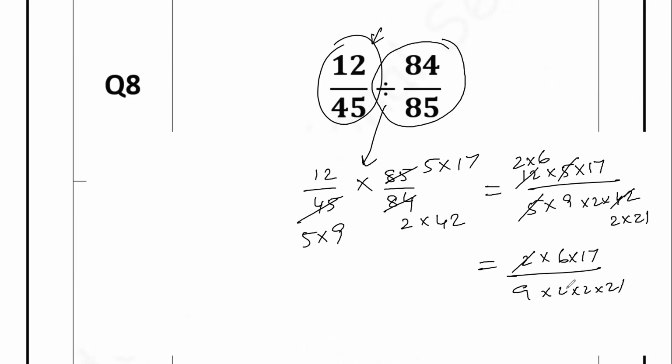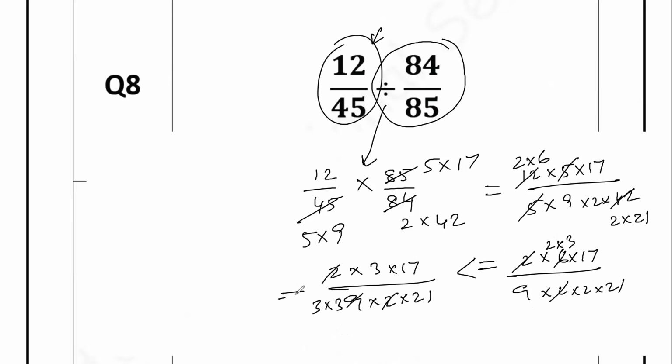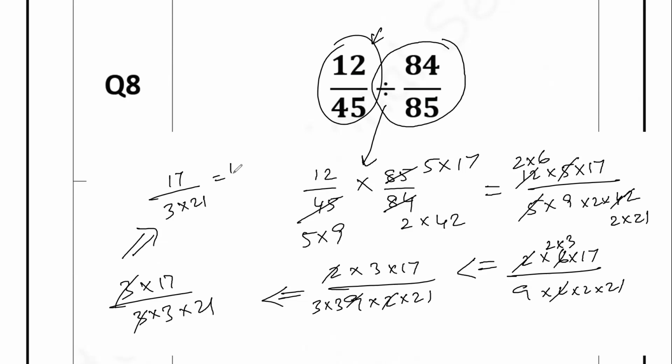So I know this 2 and this 2 will go, correct? This is 2 times 3. Rewrite it. So 2 times 3 times 17 over 9 times 2 times 21. So 2 and 2 cancels. And this is 3 times 3. So take it down further. 3 times 17 over 3 times 3 times 21. 3 and 3 goes. So finally, what you have is 17 over 3 times 21, which is 17 over 63. That's your answer for this one. Too many calculations, yeah?